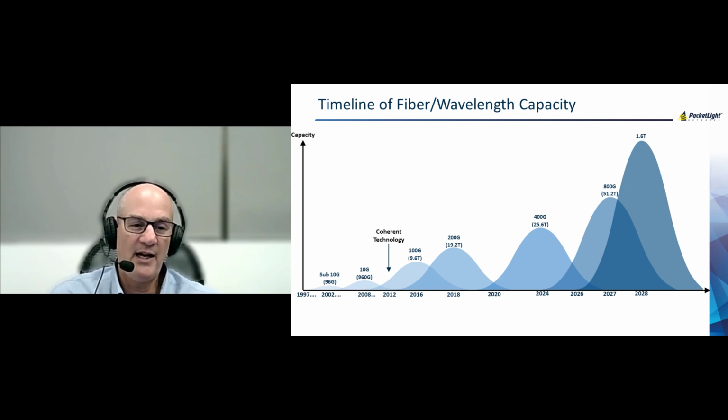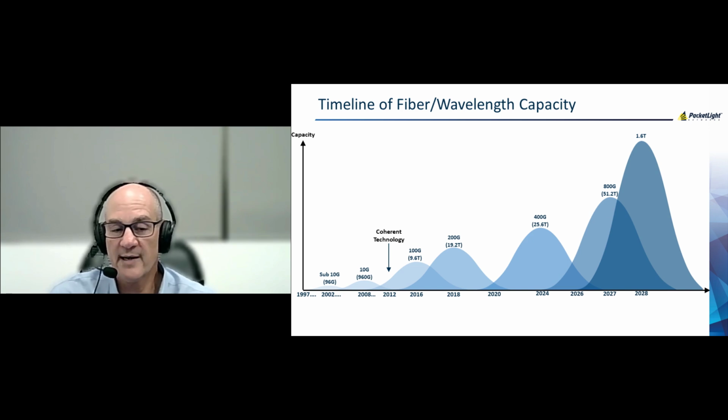Just an illustration slide which shows how much the data has increased over the last 20 years. So going back to 2000, we spoke about sub 10 gig wavelengths, like wavelengths of 1 gig or wavelengths of 2.5 gig. The max capacities we could achieve within a fiber were less than 100 gig.